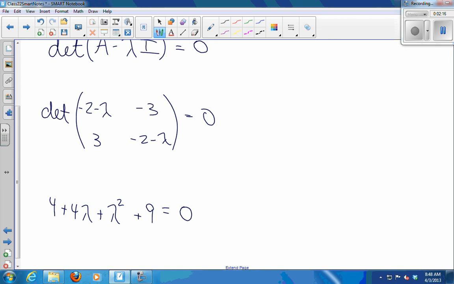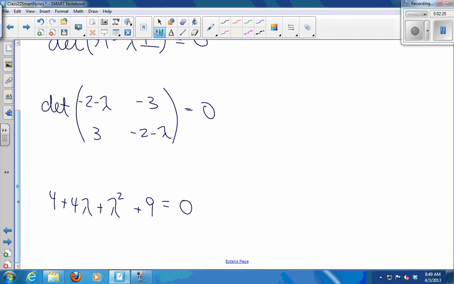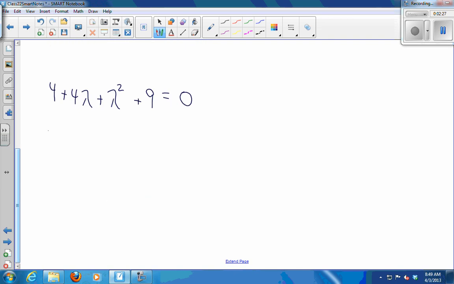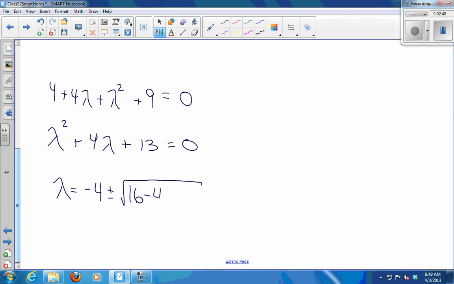Because I'm foiling these two, my first gives me positive 4, outer and inner, and last. All right, so combine my like terms here. I have lambda squared plus 4 lambda plus 13 equals 0. Does that factor? No. So we have to use the quadratic formula. So we get lambda equals negative b plus or minus the square root of b squared minus 4 times a times c all over 2a.